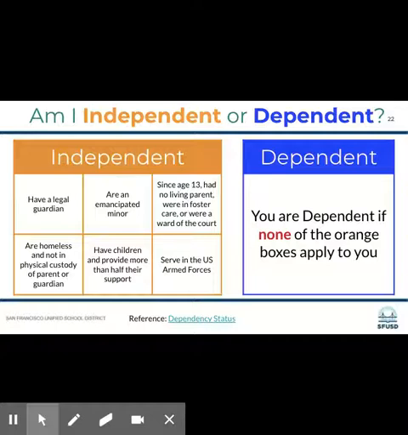To figure out if you are independent, you must either have a legal guardian determined by a court of law or be an emancipated minor, also determined by a court of law, or you've been in foster care since you've turned 13, or you're homeless and not living with a parent, or you have children that you support financially, or you are on active duty with our military. If any of those descriptions in the orange boxes describe you, you are considered independent. If not, then you're considered dependent.